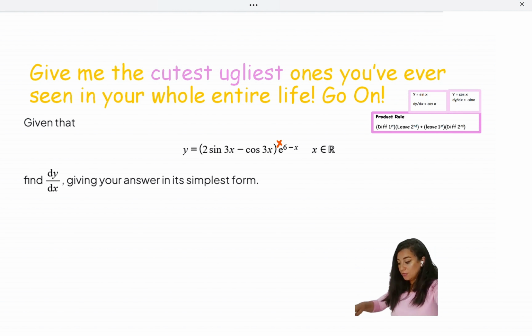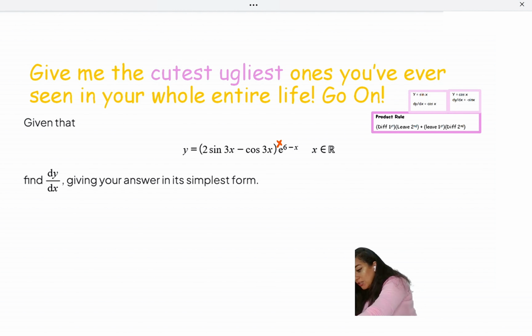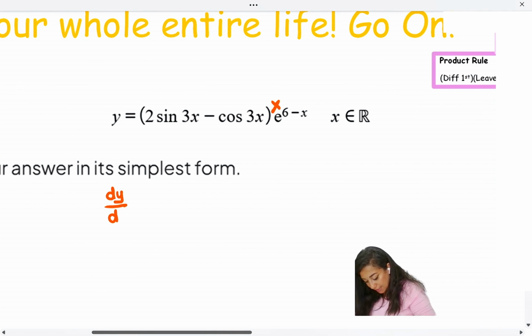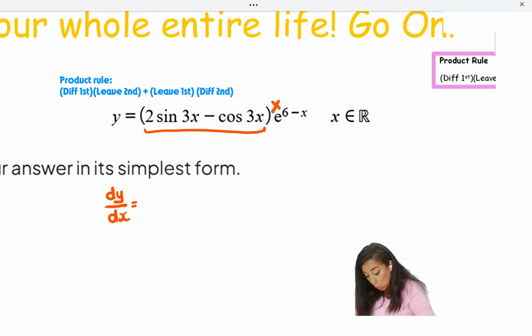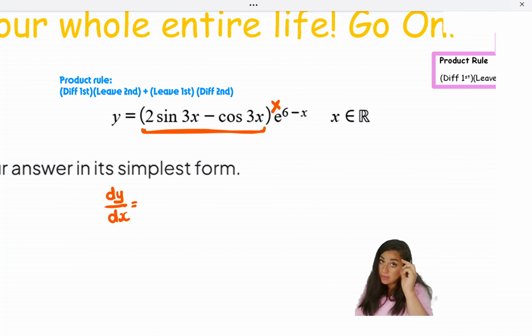I need to remind myself, when you differentiate sine, you get positive cos. When you differentiate cos, you get negative sine. Don't make the minus mistake. dy over dx equals, differentiate first. I'm differentiating this whole thing over here. If I differentiate this, remember, it's not just sine x and it's not just cos x. You've got something inside, so you're thinking chain rule, okay?